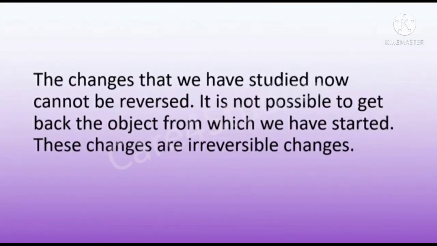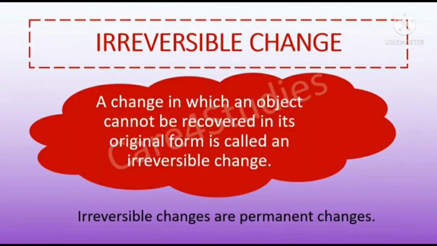In all the above three cases, it is not possible to get back the object from which we have started. The changes that we have studied now cannot be reversed. These changes are irreversible changes. So what is an irreversible change? A change in which an object cannot be recovered in its original form is called an irreversible change. Irreversible changes are permanent change.